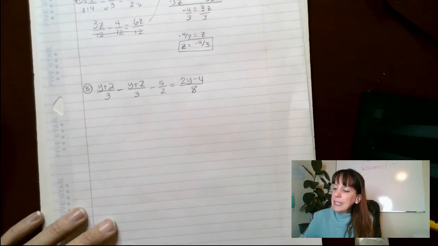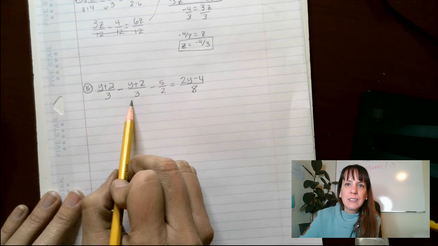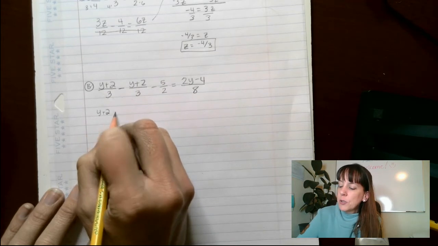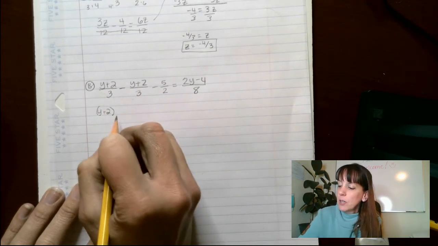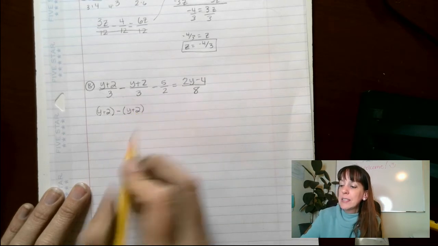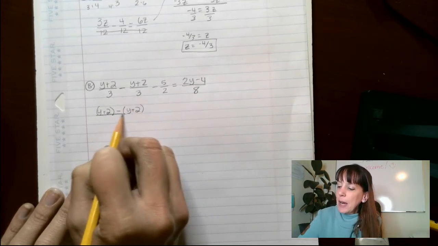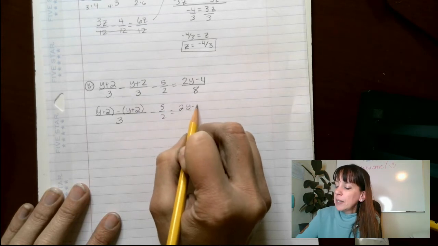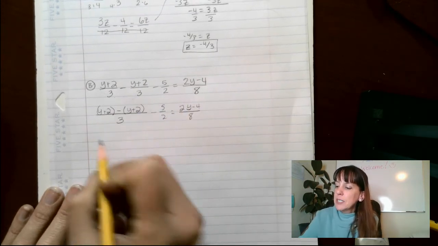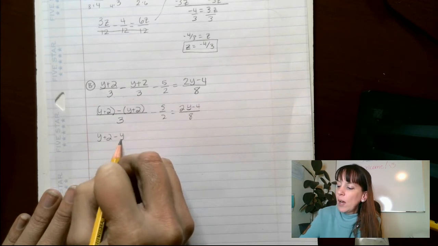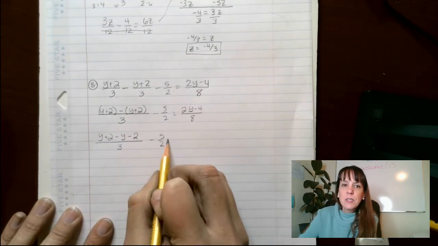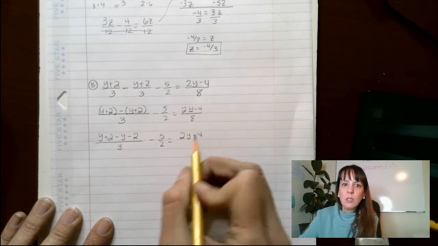All right, for this guy right here, it's looking pretty wonky. Let's do this first. These already have a common denominator, so let's combine that. That is y plus 2, remember, parentheses around addition, subtraction, minus y plus 2. Do you see why that is important, right? Because what's going to end up happening here? 3 minus 5 over 2 equals 2y minus 4 over 8. So if we distribute this, we get y plus 2 minus y minus 2 over 3, minus 5 halves equals 2y plus 4 over 8.